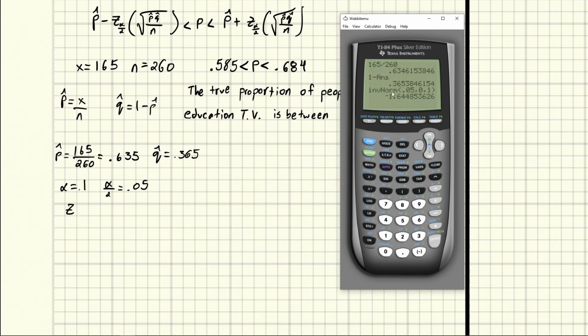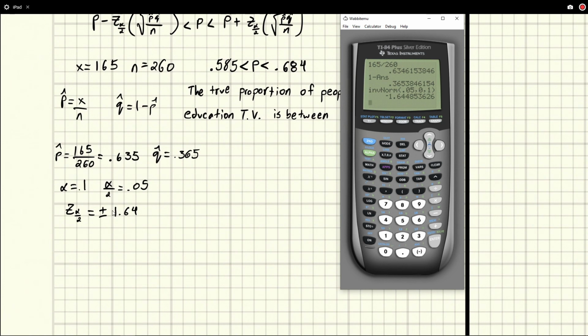So z of alpha over 2 is equal to plus minus 1.64. Plus minus because the distribution is symmetric. You could find the positive case separately, but we know the distribution is symmetric. So just go ahead and use the plus minus for this.